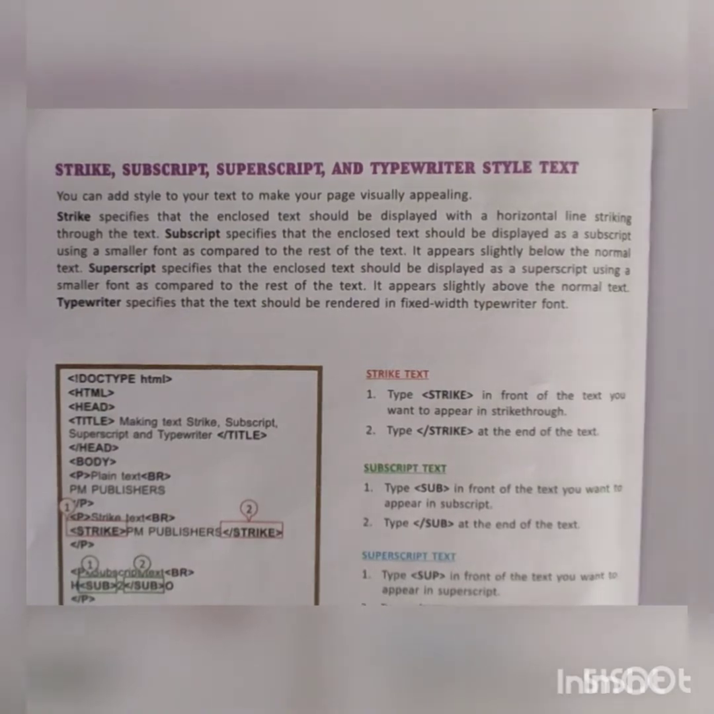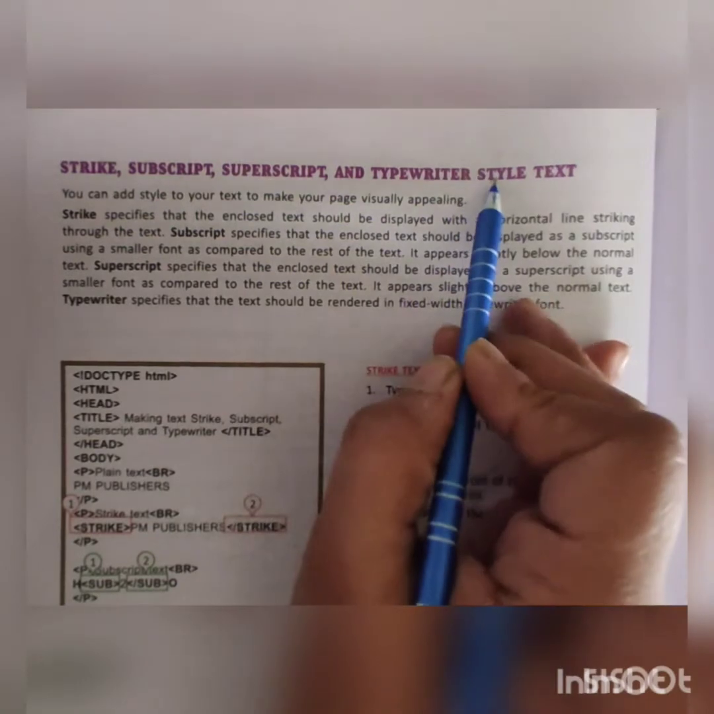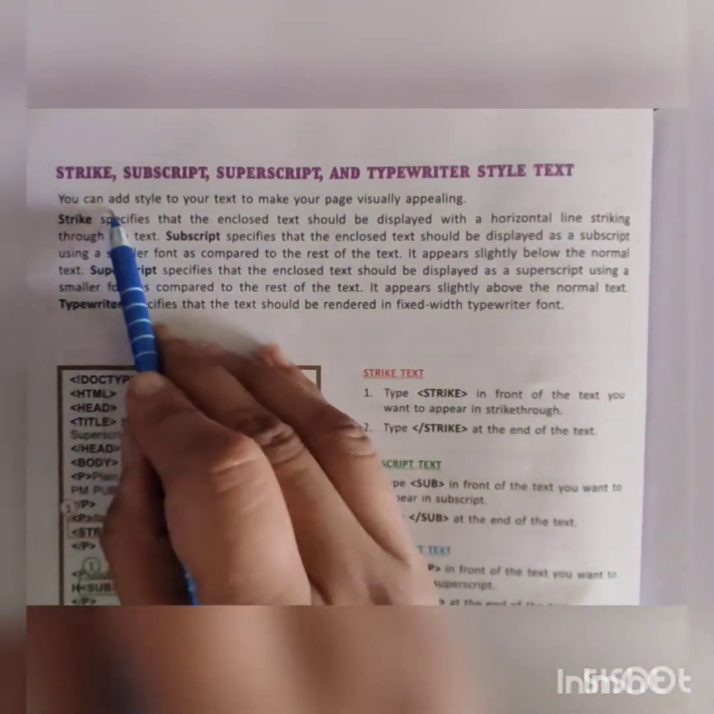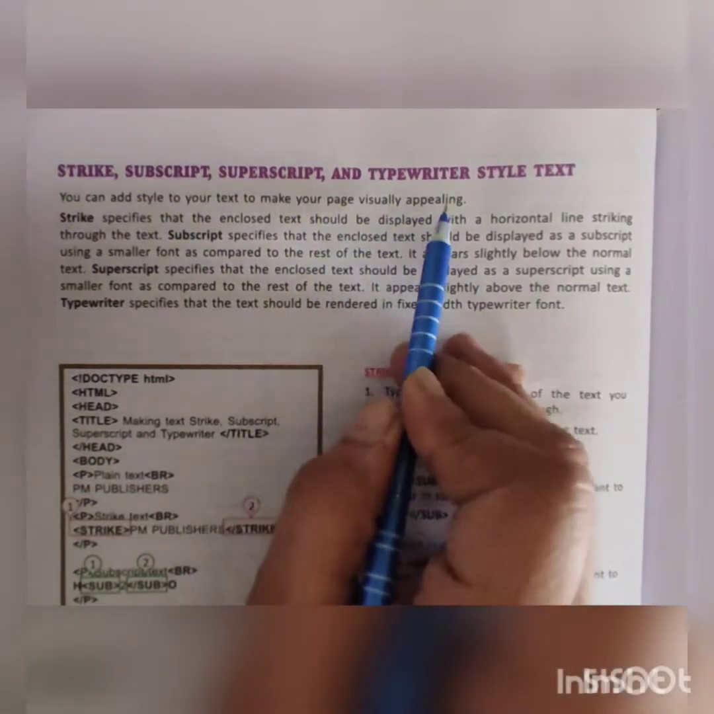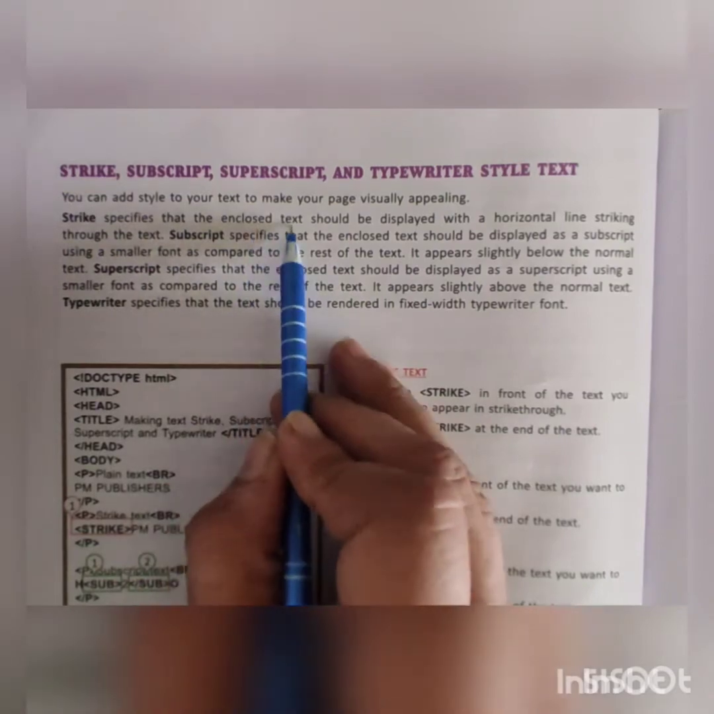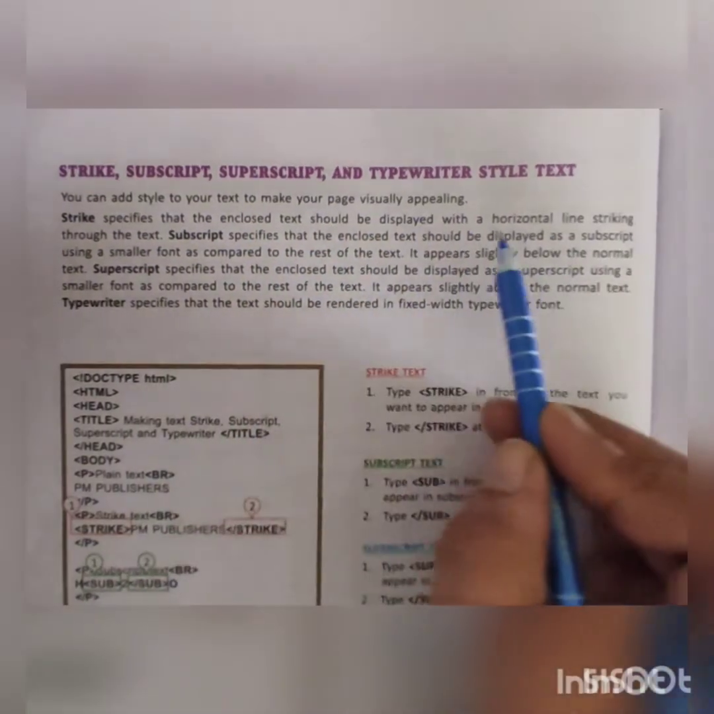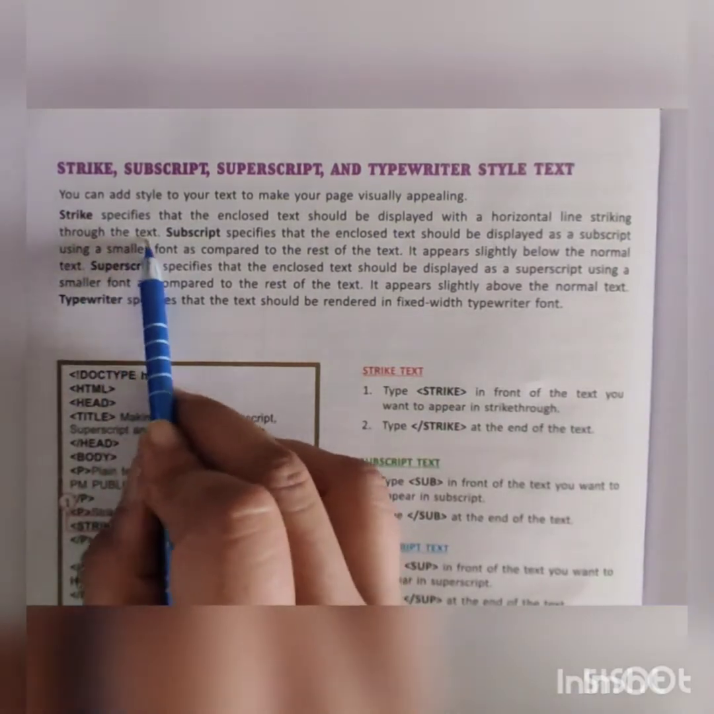Our next feature is strike, subscript, superscript and typewriter style text. You can add style to your text to make your page visually appealing. Strike specifies that the enclosed text should be displayed with a horizontal line striking through the text.